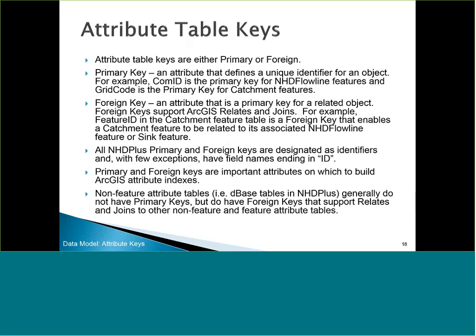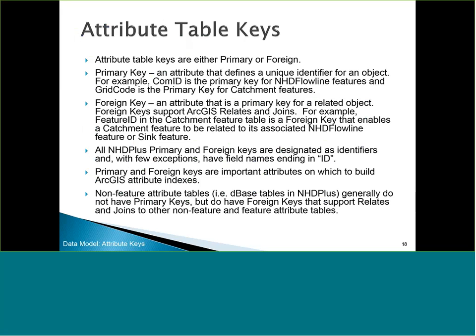Attribute table keys are either primary or foreign. A primary key is an attribute that defines a unique identifier for an object. For example, COMID is the primary key for NHD flowline features, and grid code is the primary key for catchment features.